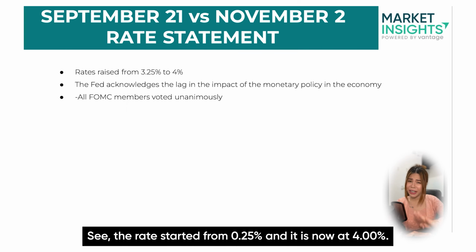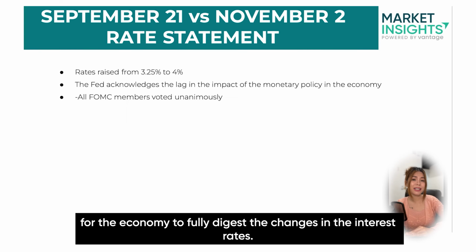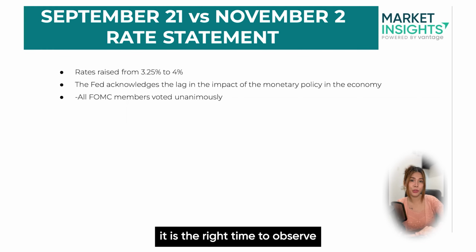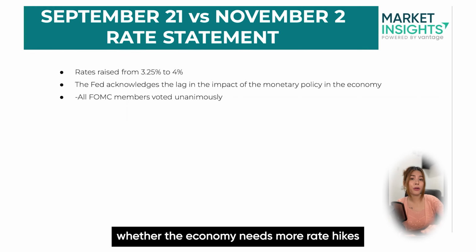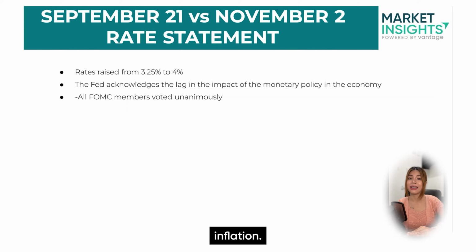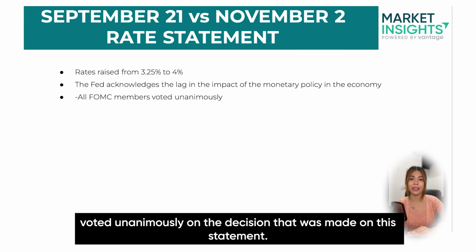See, the rate started from 0.25 and it is now at 4%. Based on the statistics, it takes at least a year for the economy to fully digest the changes in the interest rates. So, based on this, I think the FOMC believes that it is the right time to observe whether the economy needs more rate hikes or all of the adjustments made were sufficiently enough to contain inflation. Lastly, all FOMC members voted unanimously on the decision that was made on this statement.